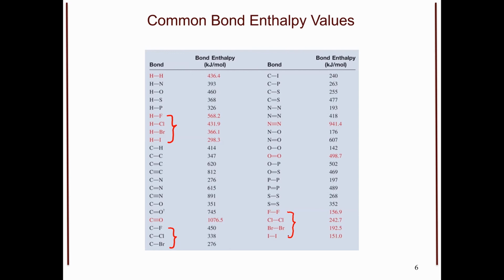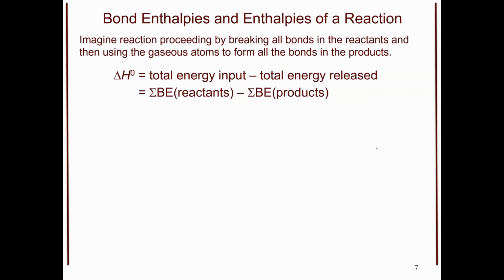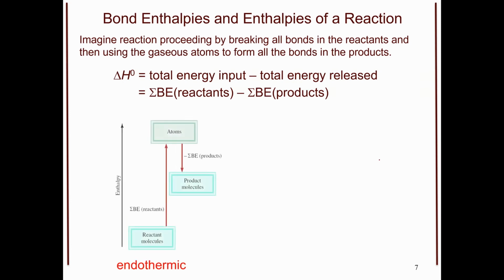You would use these bond enthalpies to help predict energies of reactions. So how do we do that? Well, just imagine reactions proceeding by breaking all the bonds in the reactants and then piecing them back together to form the products. This is how we can use our bond enthalpy to predict our delta H, or our enthalpies of reaction. So what we're going to look at is our delta H is equal to the total energy input minus the total energy released. So what does that mean? That is the bond enthalpy of the reactants minus the bond enthalpy of the products.